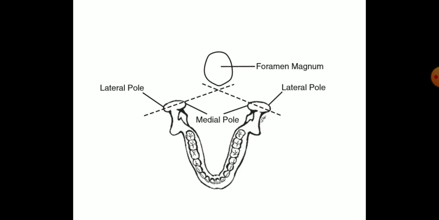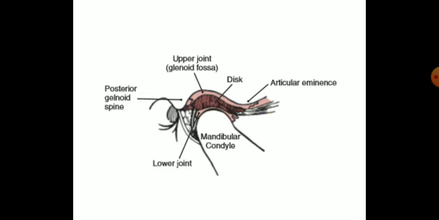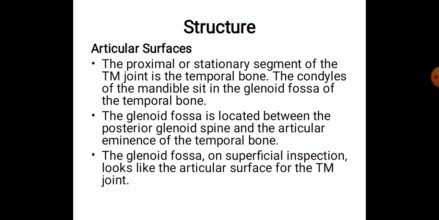The articulating surfaces of the articular eminence of the temporal bone and the mandibular condyle are covered with dense avascular collagenous tissue that contains some cartilaginous cells. So, as in all other joints, this articular surface is also covered by a non-vascular articular structure. Next we are going to discuss the structure of this temporomandibular joint. The first one is the articular surface.